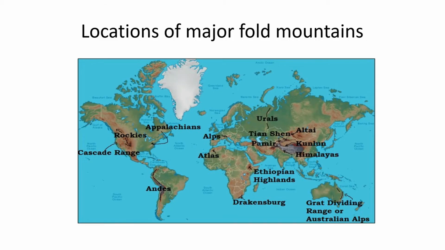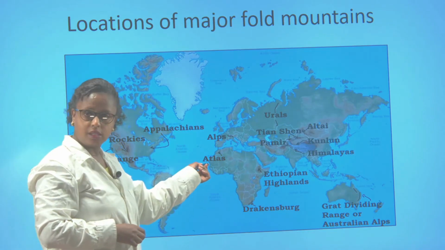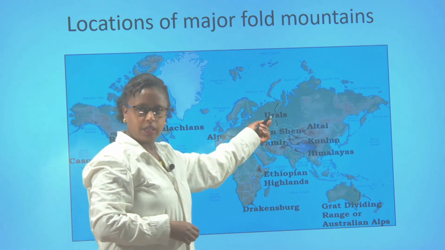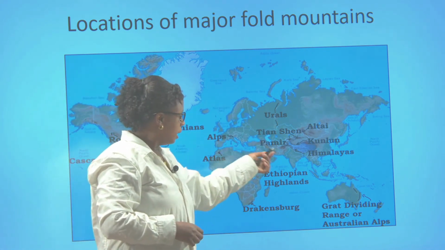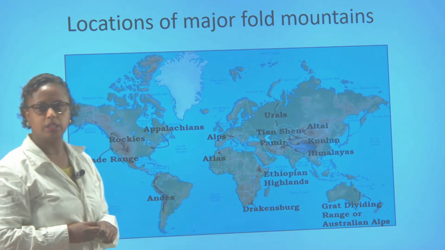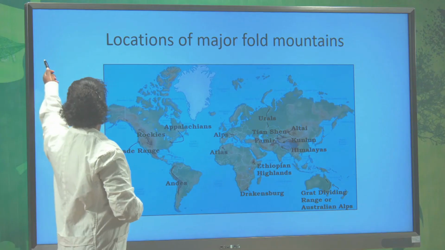This is the map of the major fold mountain locations, like the Appalachians in the USA, the Atlas in Africa, especially in Morocco, the Urals in Russia, and the Himalayas in Asia, some of the major fold mountains found in the world.